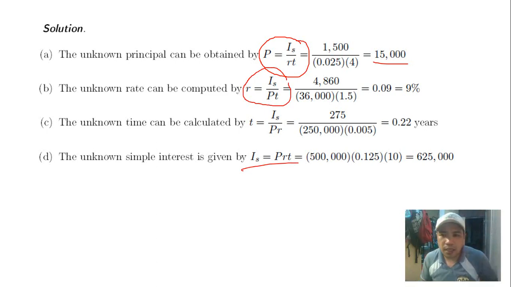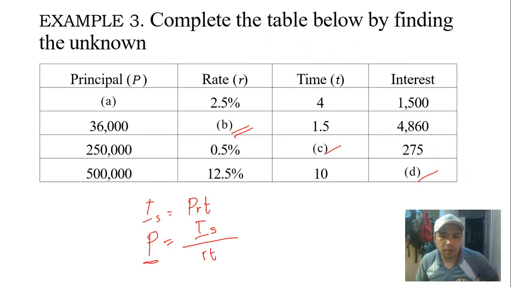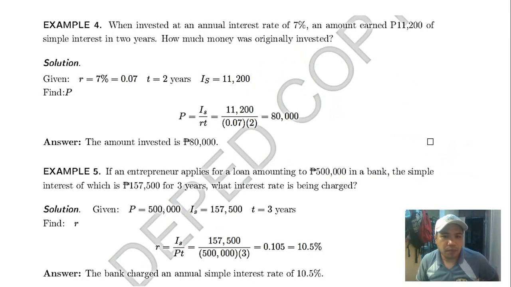So, for letter B, we will get 9%. For letter C, 0.22 years. And for letter D is 625,000. So, based on the table. So, another one. Let's try to have more examples regarding the missing values other than I. So, this one is find P.